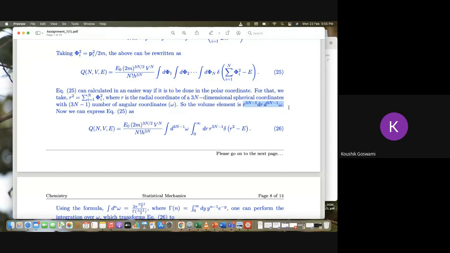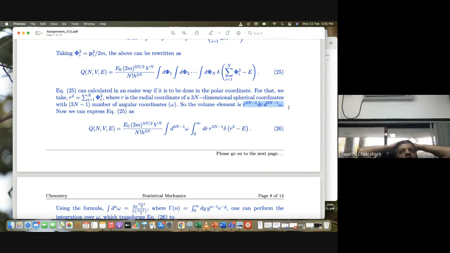So it is the generalization of this 3-dimensional coordinate. So it is a 3n-dimensional coordinate. The volume element will be r to the power 3n minus 1, this is the radial part, into dr, and then there will be the integration over all the angular coordinates.